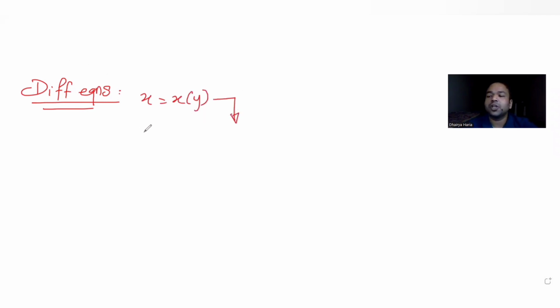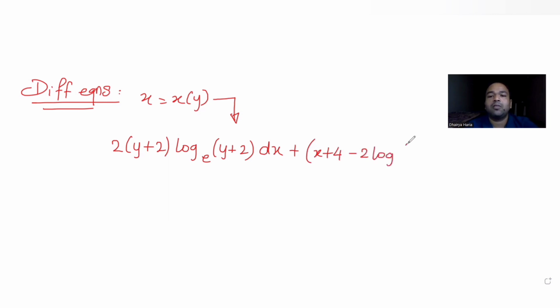Let's see today's question. Today's question we are taking up from the topic of differential equations. The question tells us that x = x(y) is a solution of the differential equation 2(y + 2 log_e(y + 2)) dx + (x + 4 - 2 log_e(y + 2)) dy = 0. So this is our entire differential equation.